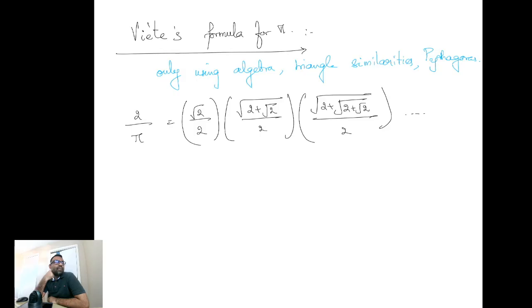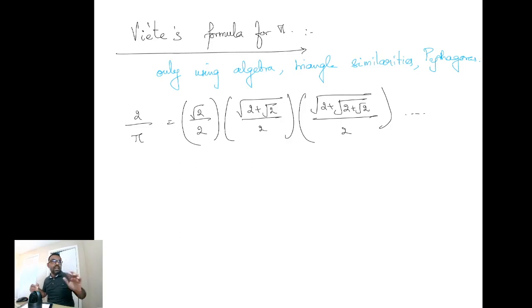Anyways, what I wanted to tell in this video is another way of getting Viète's approximation, but this time only using triangle similarities and some algebra to get some recursions and standard Pythagoras. Nothing more, nothing less. By no means is this in any way a new result. It's just old wine in a new bottle.